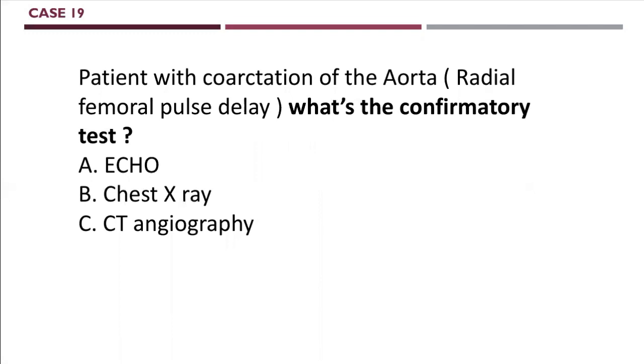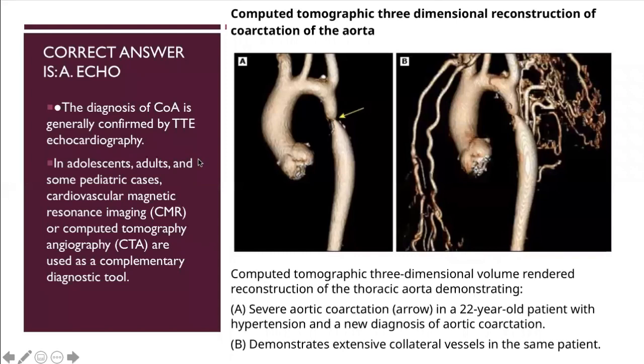Patient with coarctation of aorta, radiofemoral pulse delay. What's the confirmatory test here? Echo, chest X-ray, CT angiogram. From previous, he said echo for confirmation and chest X-ray for diagnosis. Perfect. Okay, so you want to confirm that one. So you would do echocardiogram. The diagnosis of coarctation of aorta is usually confirmed by transthoracic echocardiography.